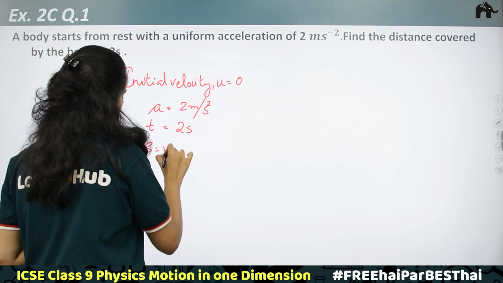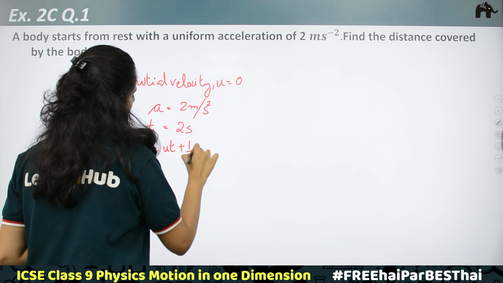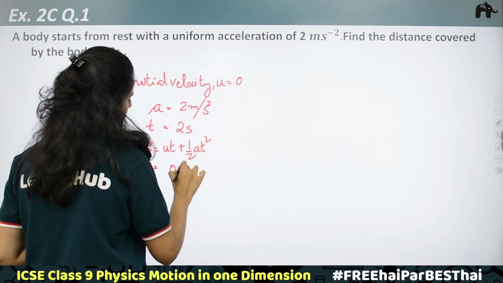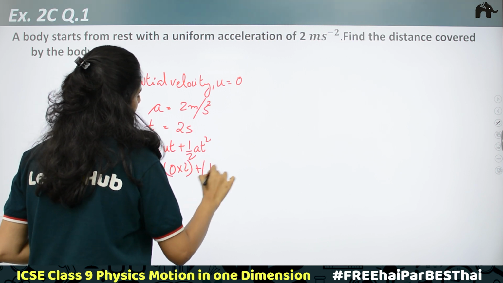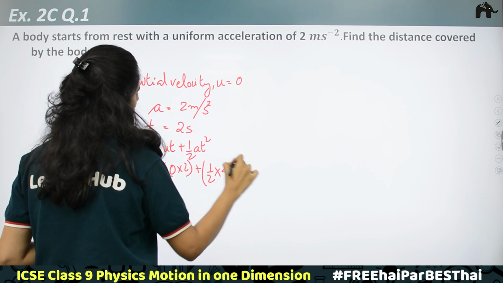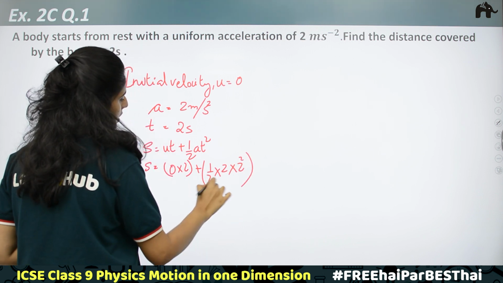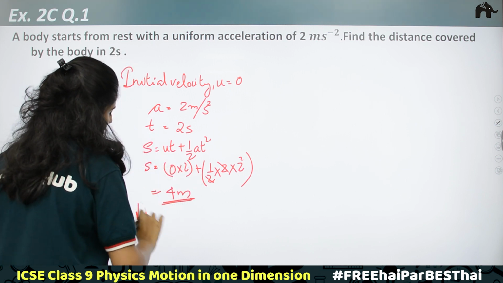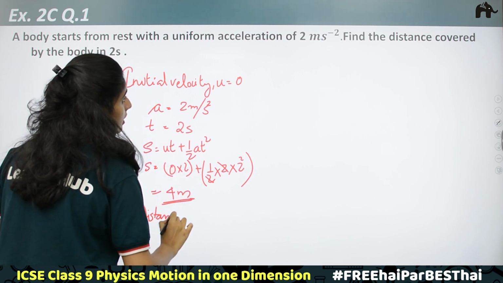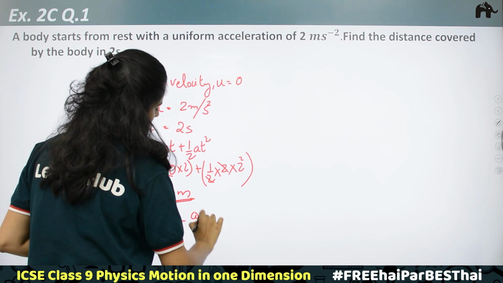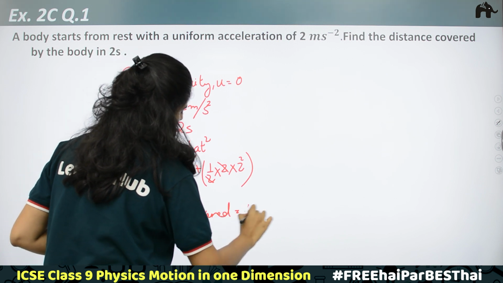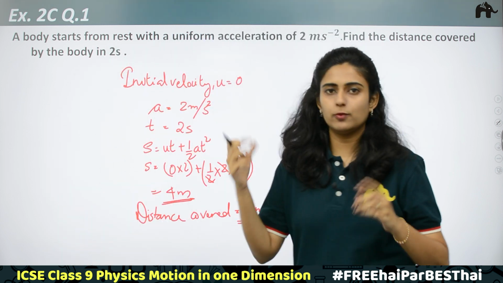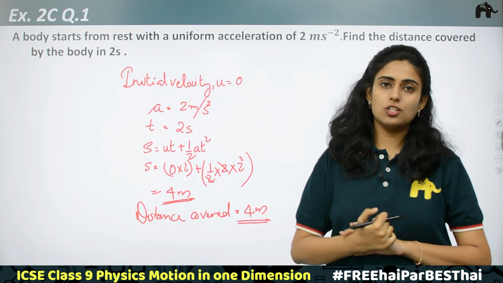So, S is equal to ut plus half at square. S is equal to 0 into 2 plus half into 2 into 2 square. Okay, 2 gets cancelled, then you will be getting 4 meter. So, here the distance travelled is equal to 4 meters. Very simple, right? You are directly given the values. You have to substitute in the second equation of motion.